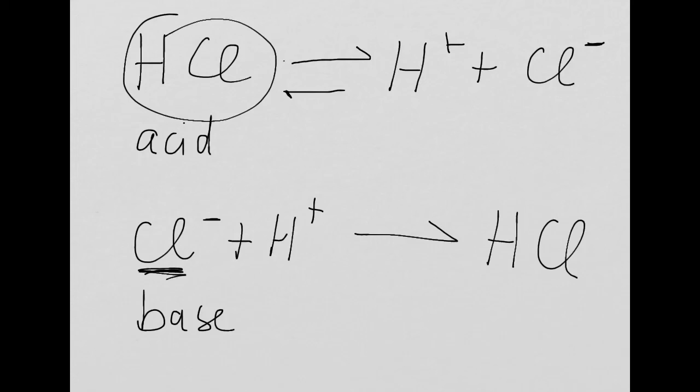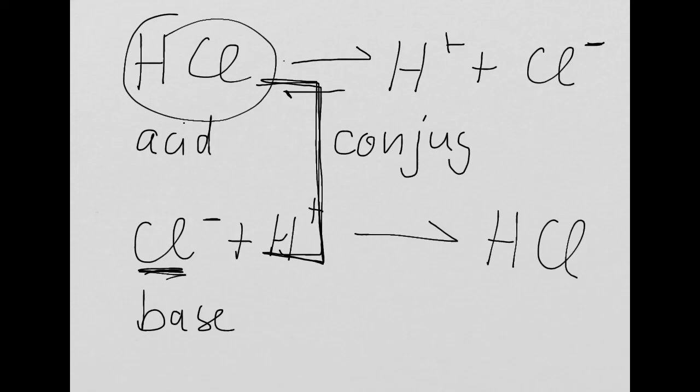Now these two, HCl and Cl minus, are related to each other. They're sort of twins. Well, not twins, they are cousins. This is also called a conjugate acid-base pair. And a conjugate acid-base pair differs only by the proton.